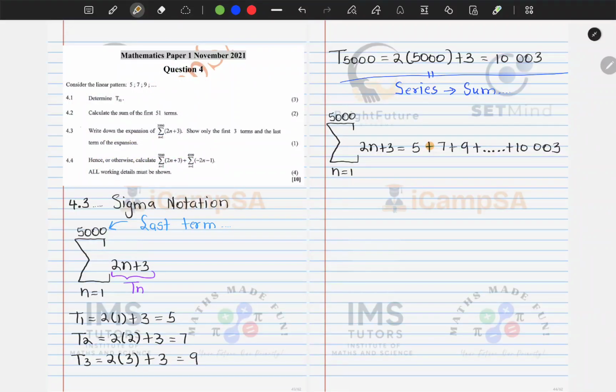Now it's just an expansion with the first 3 terms and the last term of this series. I hope this makes sense and you understand 4.3. With this said, now let's go and have a look at 4.4.